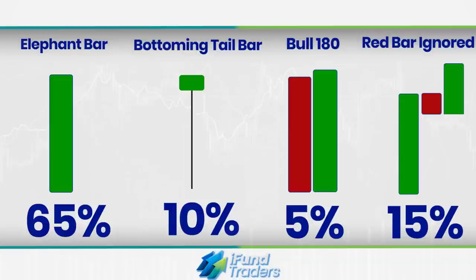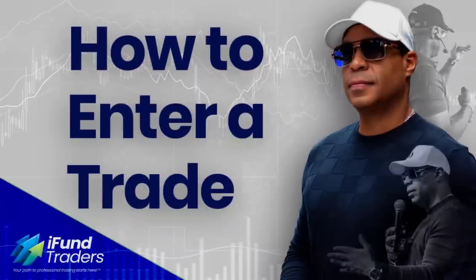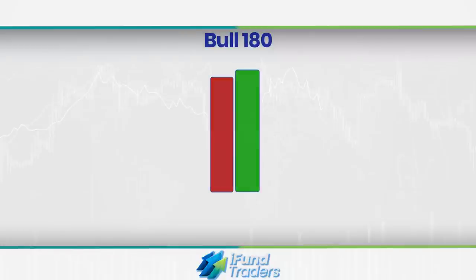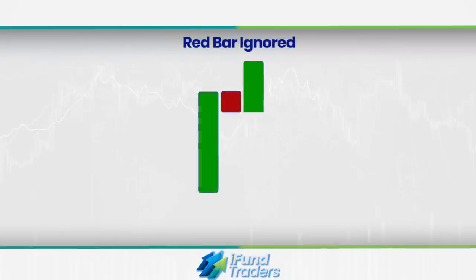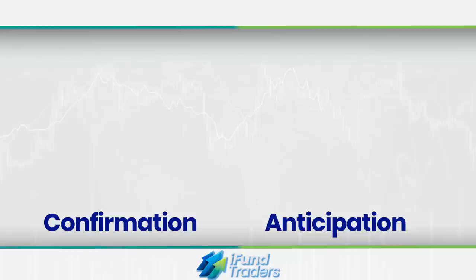Now, in your deck of cards, when you have these four things that explains what it is on the back, you have to know how to enter these things when they occur. When they show up for you, and they show up in the right location, you got to know how to enter them. And so there are two entry ways. There's confirmation and there's anticipation.